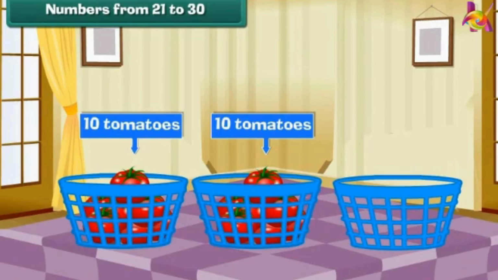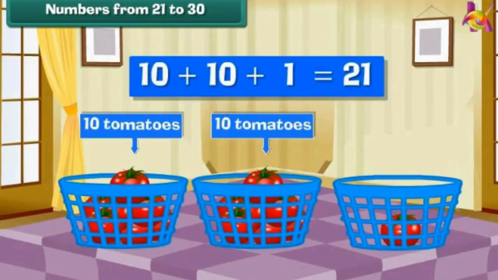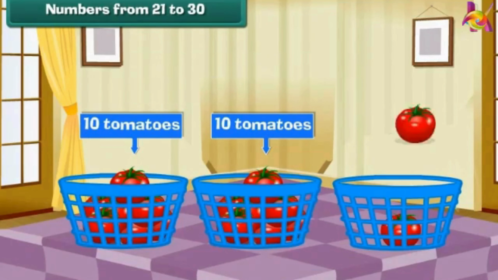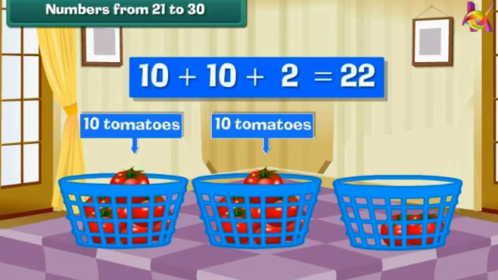Here is an empty basket. Let us place a tomato inside it. We have 2 tens and 1, that is 21 tomatoes. Place one more tomato in the third basket. We have 2 tens and 2, that is 22 tomatoes.